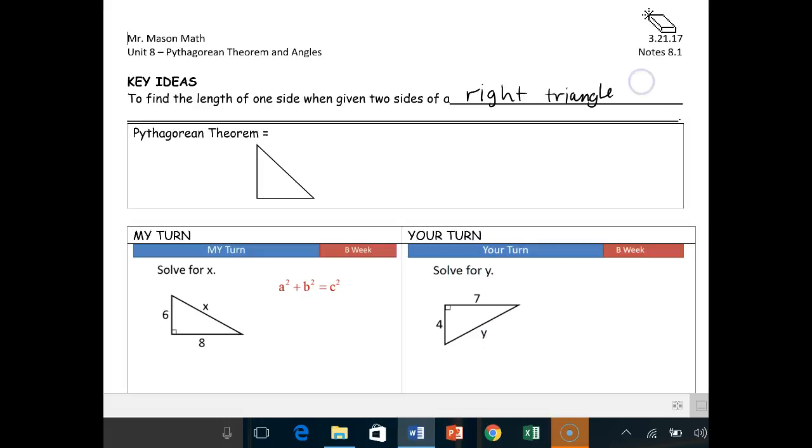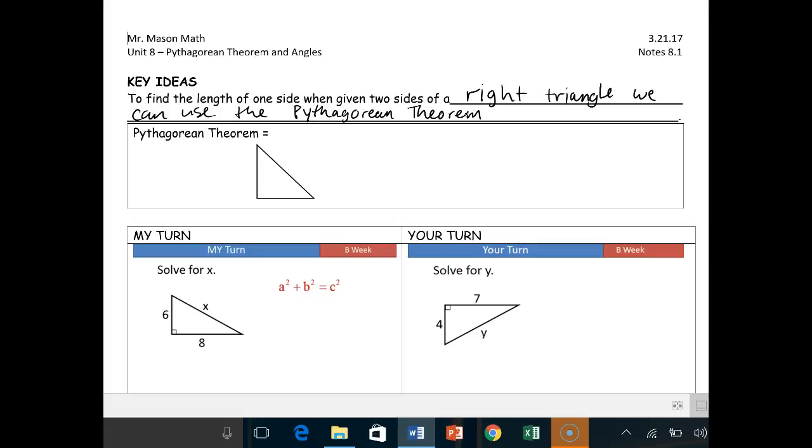So to find the length of one side when given two sides of a right triangle, we can use the Pythagorean theorem. Now, mathematically, the Pythagorean theorem is some relation of the three sides of a right triangle. It states that the square of the hypotenuse, the side opposite the right angle, is equal to the sum of the squares of the other two sides.